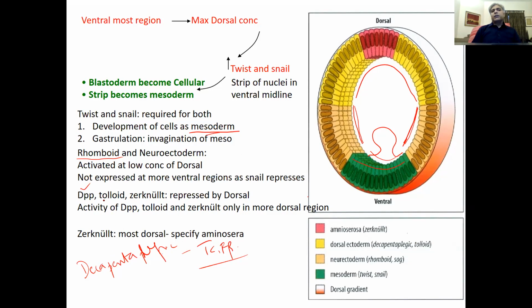Then there are other proteins called tolloid, zerknüllt, and they all, DPP, tolloid, zerknüllt, since they are involved in dorsal pattern formation, they are all repressed by dorsal in this region. Dorsal ensures that none of DPP, tolloid, zerknüllt are expressed from the ventralmost region to the neuroectodermal region.